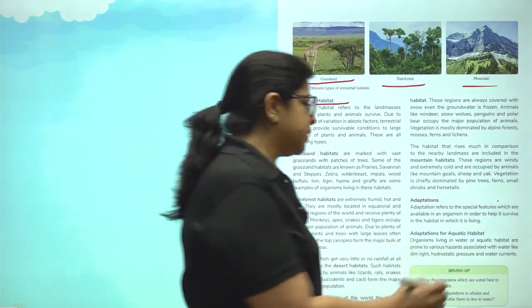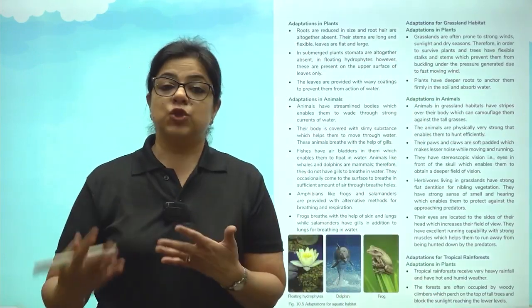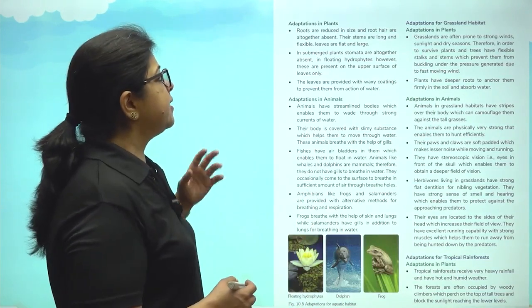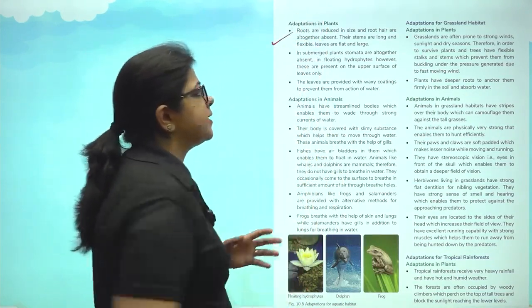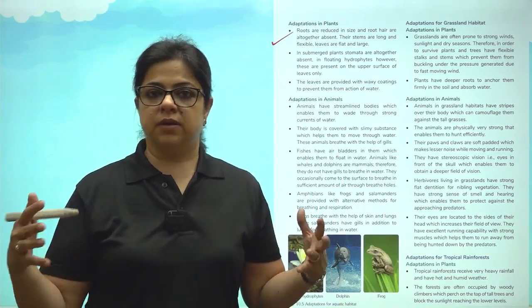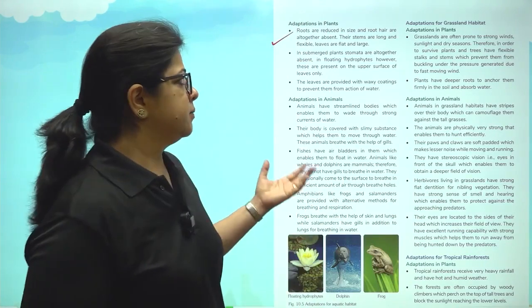So we have understood that animals in aquatic habitat breathe through gills. They are able to swim with the help of their fins. Then their roots are reduced in size. Then the plants will have very tiny leaves so that the water can seep through without tearing off the plants.